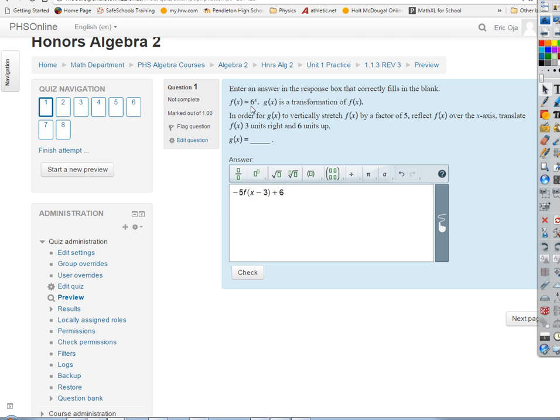Oops, no, it's not though. It's 6 to the x. Our function is 6 to the x. So I'm going to replace f of x minus 3 with 6 to that quantity, right? Because the function is 6 to the x. f of x is 6 to the x. So f of x minus 3 is going to be 6 to the x minus 3.